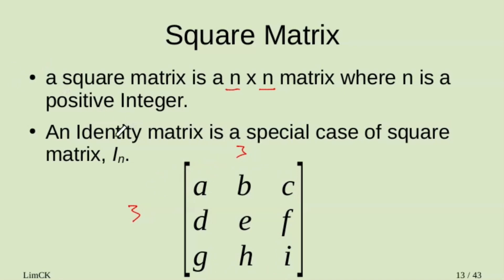Some special square matrices we call identity matrices. An identity matrix is a square matrix.